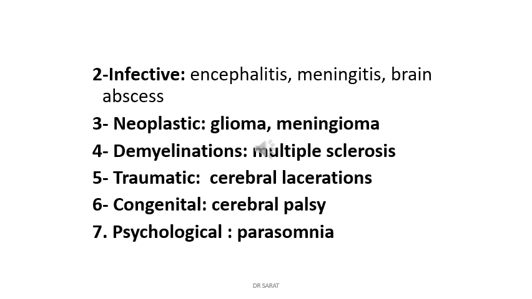The second one is infective causes, which includes encephalitis, that is infection or inflammation of the brain. It can be due to viral or bacterial causes. Any kind of viral or bacterial infection can affect the brain and produce encephalitis. Then meningitis is again the inflammation of the meninges, or the covering of the brain. Then a brain abscess can produce paralysis by destruction of a part of the brain. Again, neoplastic reasons: glioma and meningioma are the most common reasons for paralysis.